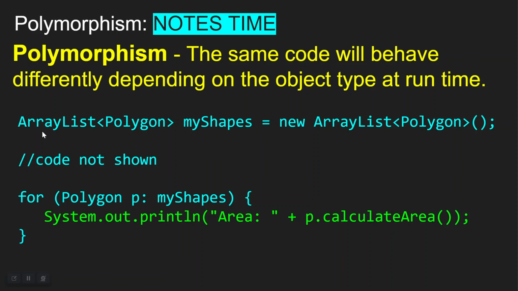So, if we have an array list of polygons called myShapes, and you use an enhanced for loop to loop through myShapes and call the calculate area, the triangles are going to behave one way, the squares are going to behave another way, and of course if you had any of the other subclasses, those would all behave differently as well.